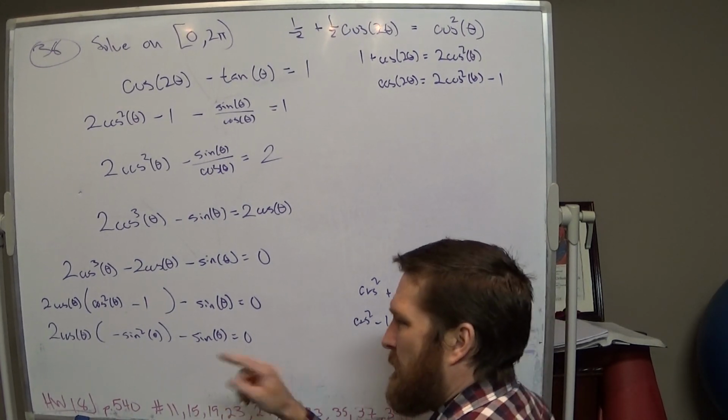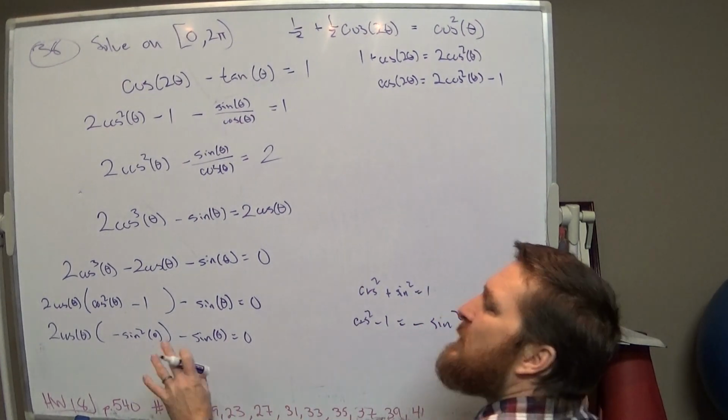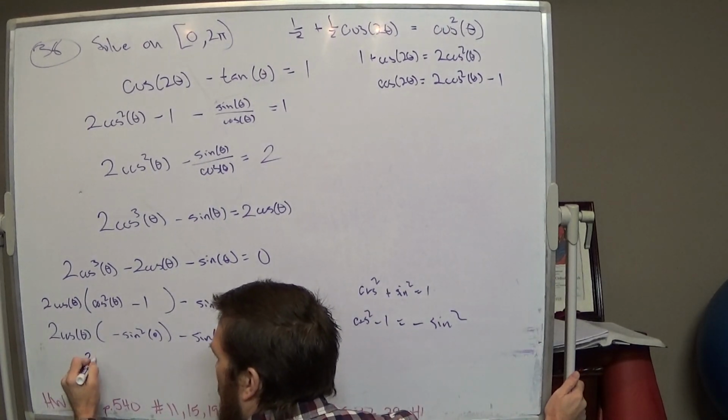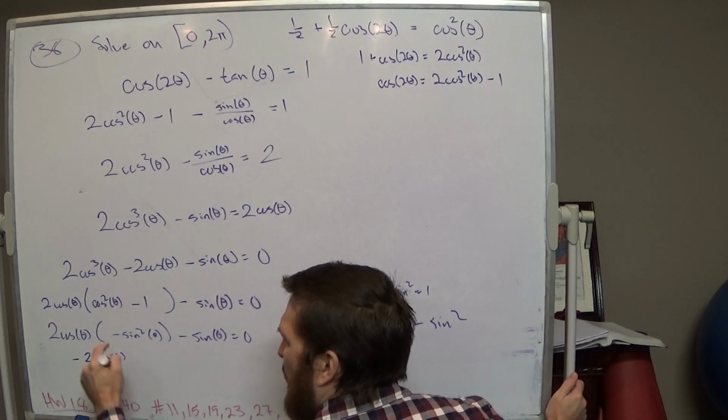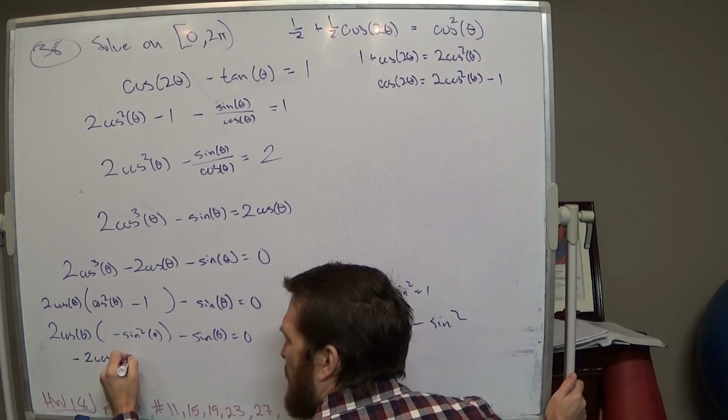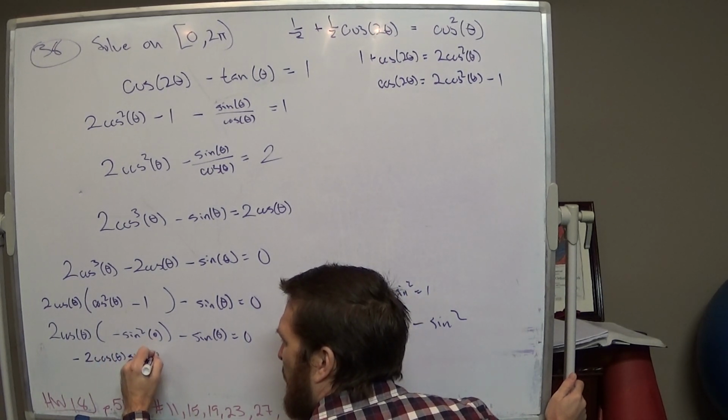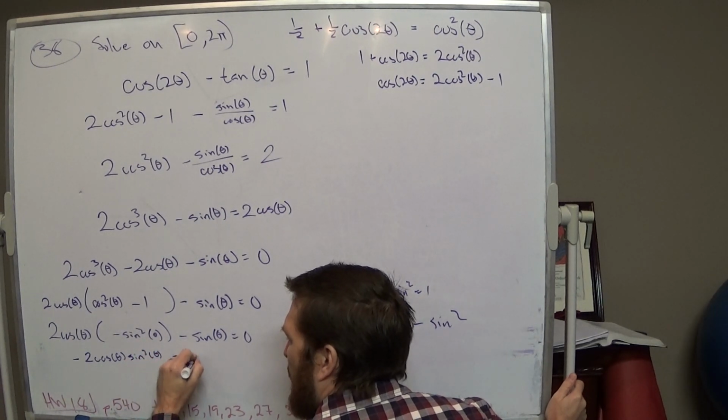Check this out. Can we factor something else out? Because let's rewrite this. Sorry. 2 cosine theta. And you see what I did? I put them all together. There. Yeah. Right.